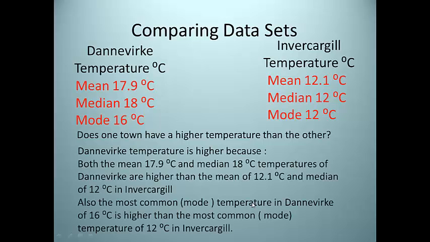So Dannevirke's temperature is higher because, the first thing you need to do is write that out. And a nice way of writing it out is to say both the mean, and say what the mean is, it's important to put that in, and the median of 18 degrees Celsius. So the mean of 17.9 degrees Celsius and the median of 18 degrees Celsius temperatures of Dannevirke are higher than the mean of 12.1 degrees and the median of 12 degrees in Invercargill. Also, the most common temperature in Dannevirke of 16 degrees, that's the mode, is higher than the most common temperature of 12 degrees in Invercargill.